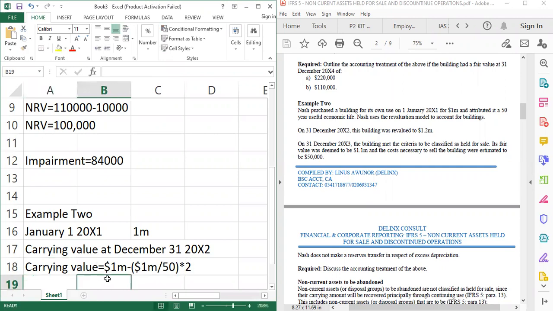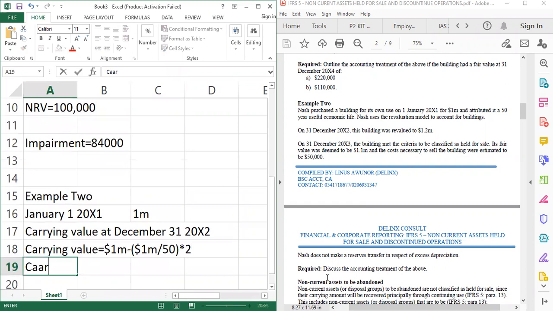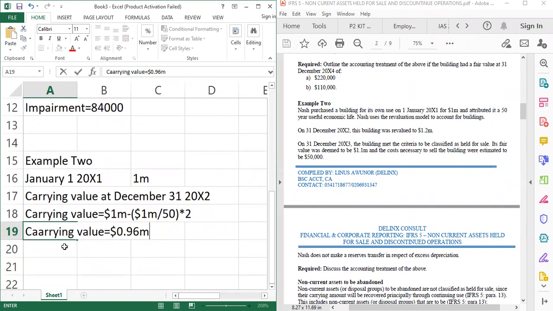So if you do it, how much are we getting? Carrying value is equal to what? 960,000. Let's do it in the million. Okay, I'm getting 0.96 million. But if you want to do it in the old currency, I don't have any problem with that.